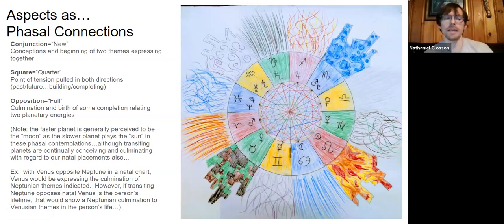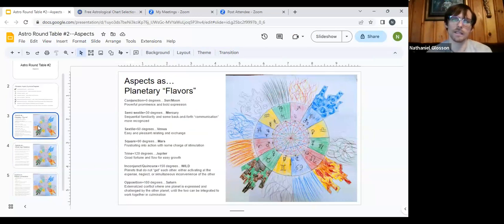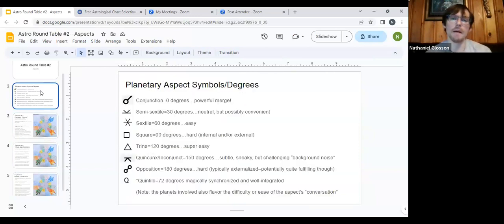So we've looked at them again as the phasal connections. We've looked at them as the whole sign relations. We've looked at them as the planetary flavors. And we've thought about just what their symbols and degrees are.